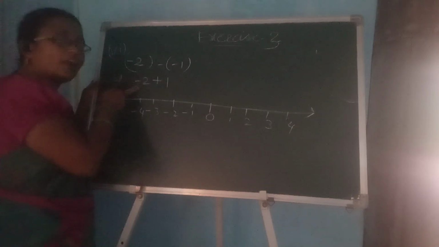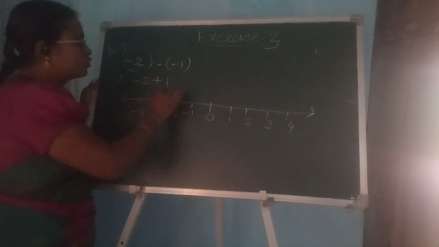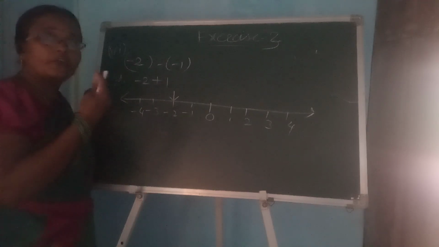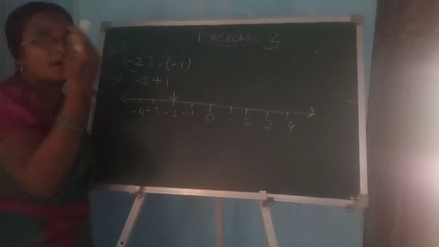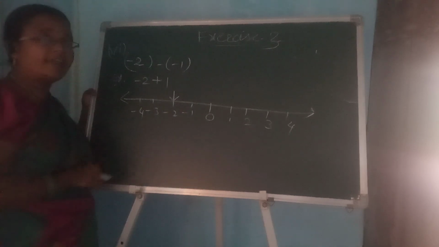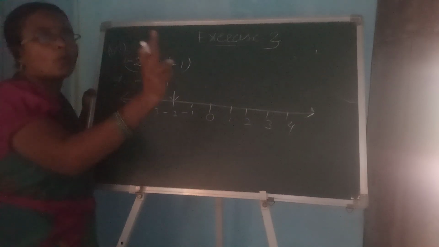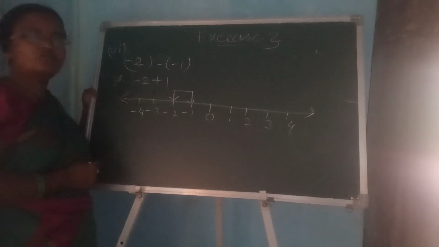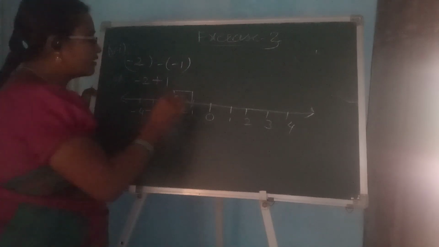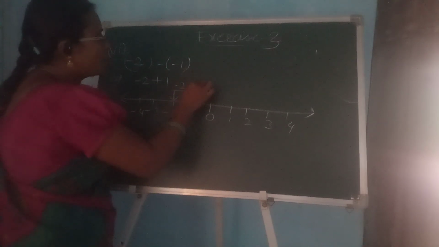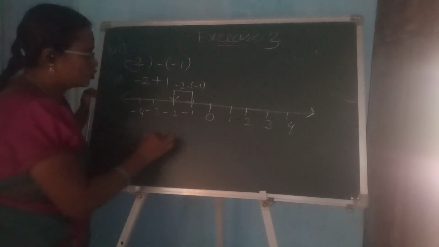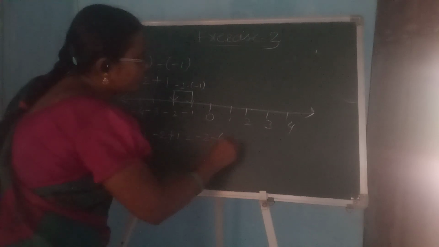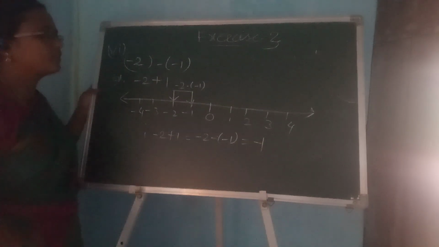So now the starting point or the beginning point is minus 2. Now we have to move, as it is a plus, you have to move to the right hand side. How many digits do you have to move right hand side? As it is 1, you have to move only 1 digit. Now the destination is reached. So the answer is minus 1. Therefore, minus 2 plus 1 is equal to minus 2 minus of minus 1 is equal to minus 1 is the solution.